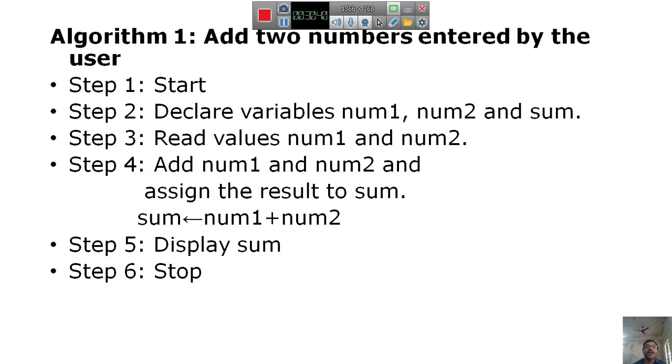Algorithm 1: add two numbers entered by the user. Step 1 is start. Step 2 is declare variables num1, num2 and sum, read values num1 and num2, add num1 and num2 and assign the result to sum, so that sum is equal to num1 plus num2, display the sum, stop. So this is writing an algorithm for addition of two numbers.